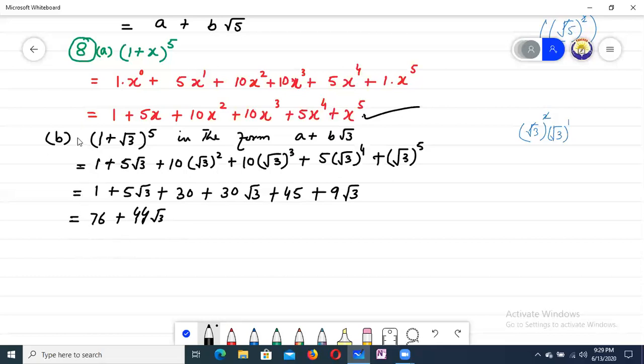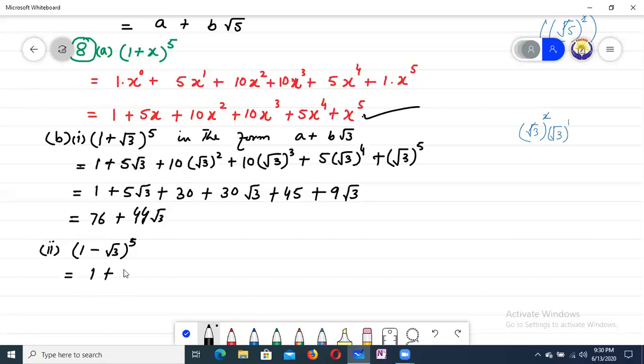This was the first part of this part B. Now the second part here is 1 minus square root 3 raised to the power 5. Here in this expansion, when we compare it with the first part, at the place of x is minus square root of 3. Then in this expansion, we will substitute minus square root of 3 at the place of x.